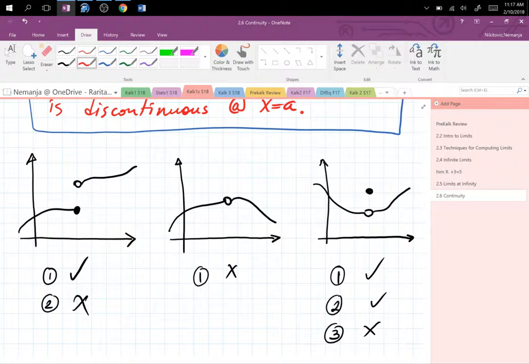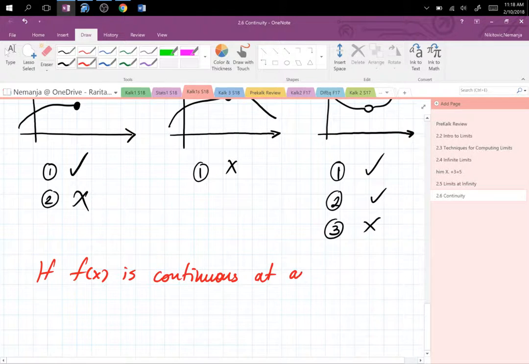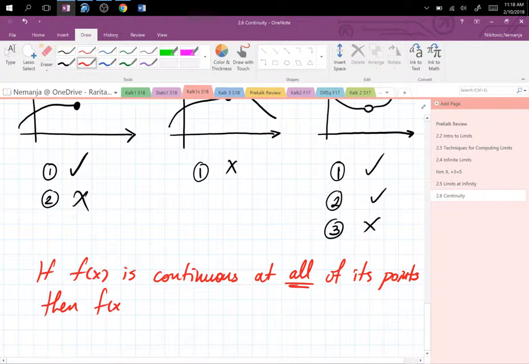Ready? So if f of x is continuous at all of its points, then f of x is globally continuous.